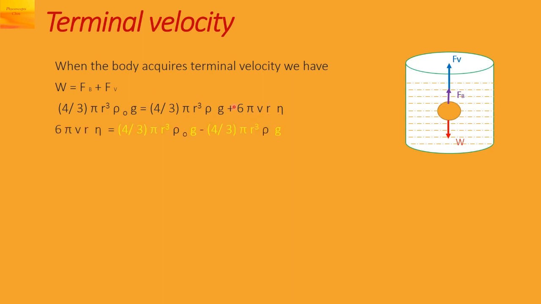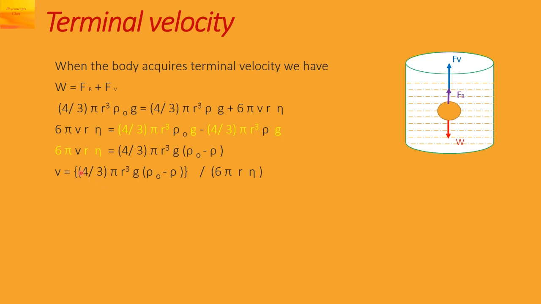We will take this term 6 pi V r eta to the other side, and on the other side we get 4 by 3 pi r cube rho 0 g minus 4 by 3 pi r cube rho g. If you observe here, we can take 4 by 3 pi r cube into g common. So, that is done here, and so in the bracket we get rho 0 minus rho.